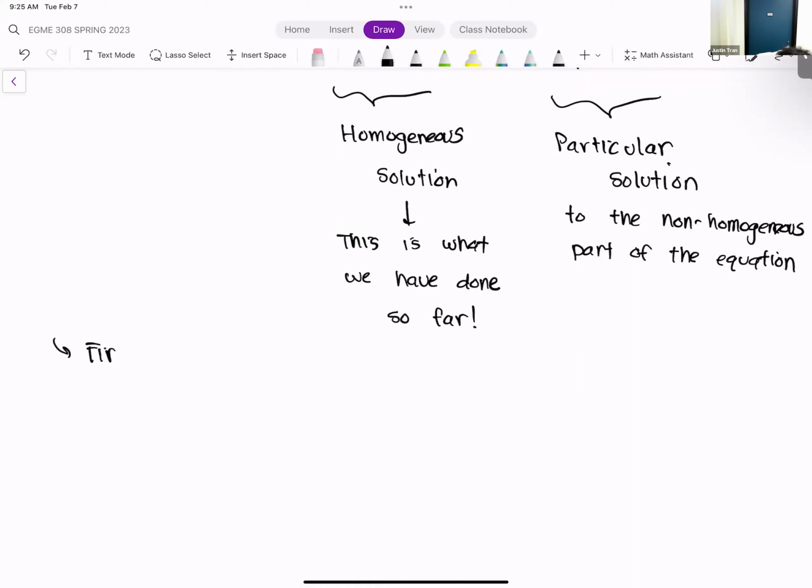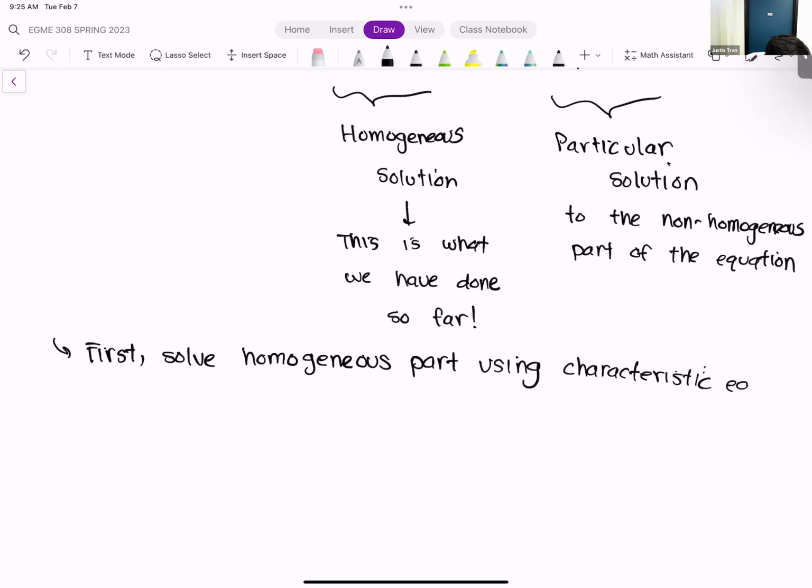First, solve the homogeneous part. So that's always the first step. Whether you have a non-homogeneous term or not, first step, always form the characteristic equation, set it equal to 0, and solve for the roots.